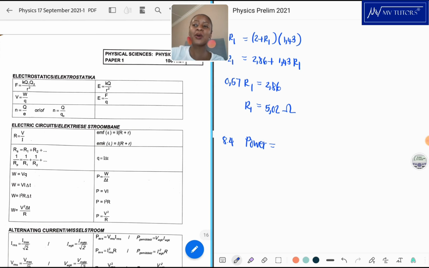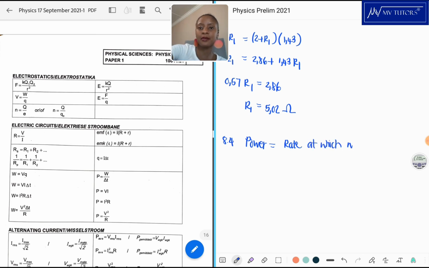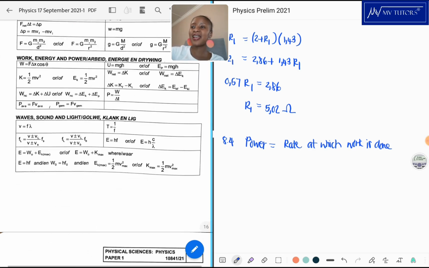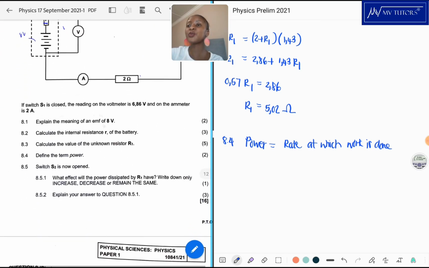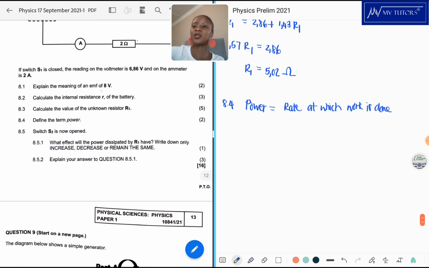So power is actually the rate at which work is done. Okay, because it's W over delta T. If you see delta T, you know rate. Okay, so work, the rate at which work is done, that is power. And there you have it. Was it 1 mark or 2 marks? 2 marks. So yeah, no need to go far.